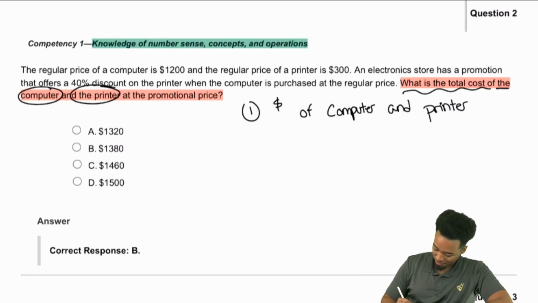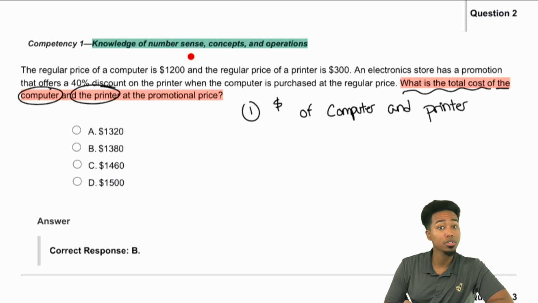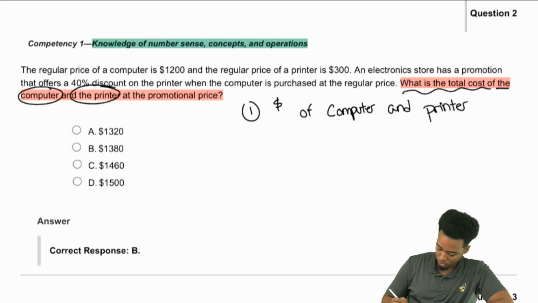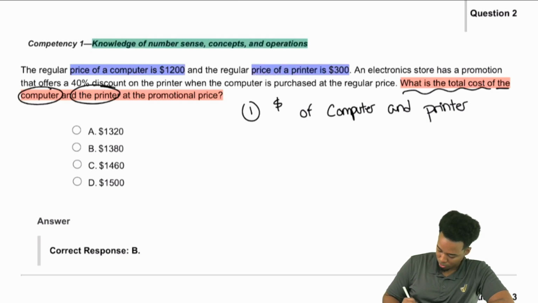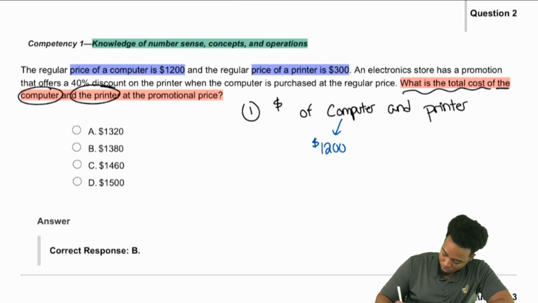So starting off, we see that it says, hey, the regular price of a computer is $1,200 and the regular price of a printer is $300. Okay, so let's go ahead and just highlight that. Price of a computer is $1,200. The price of a printer is $300. So let's write that down. The computer again, $1,200, and this is going to be $300.